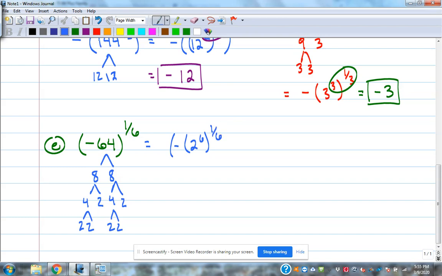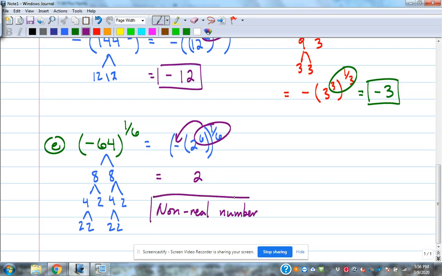Now here's where we run into issues with this because we have a negative to what's called an even index. And the index that I'm talking about is the denominator of your fraction. Anytime you got a negative with an even index, the 2 to the 6th and the 1/6 power, that's going to be 2. But the negative gets that 1/6 power as well. And any negative to that is going to be a non-real answer. So this is a non-real number.